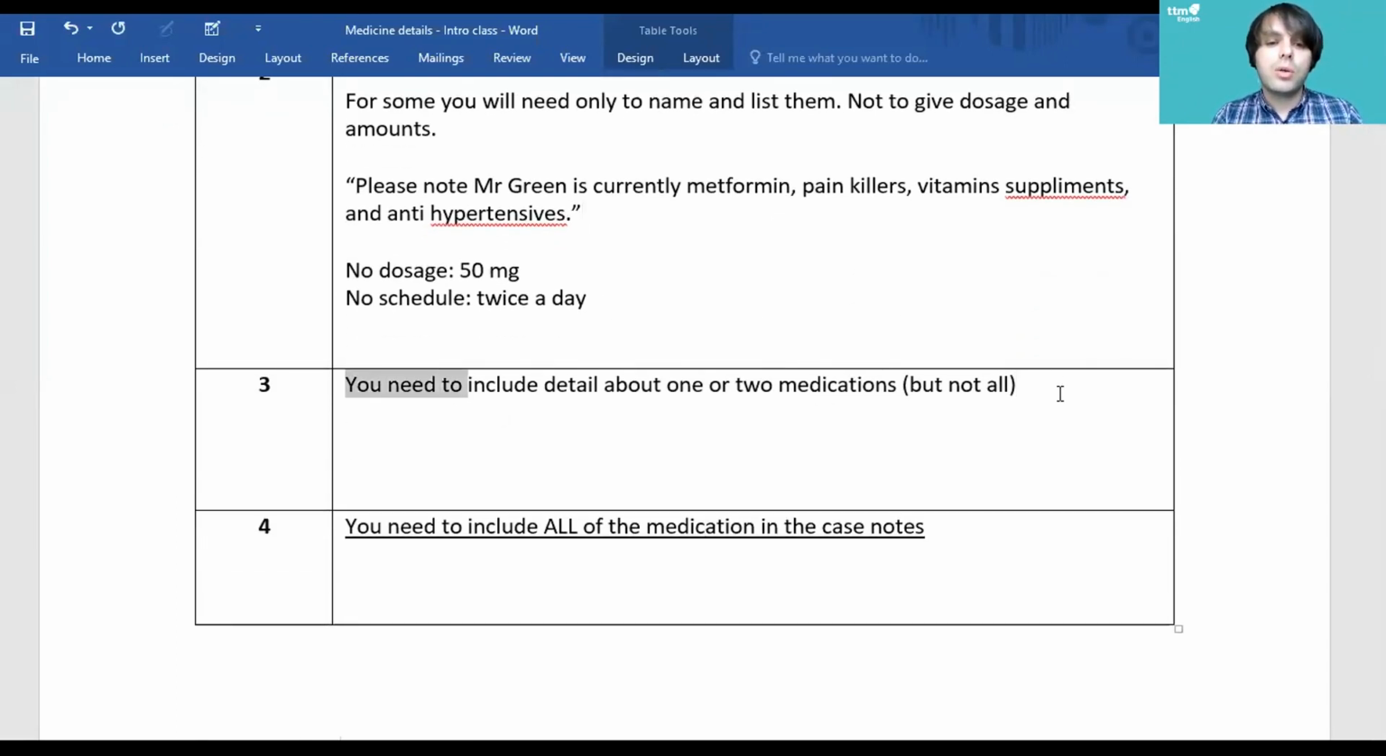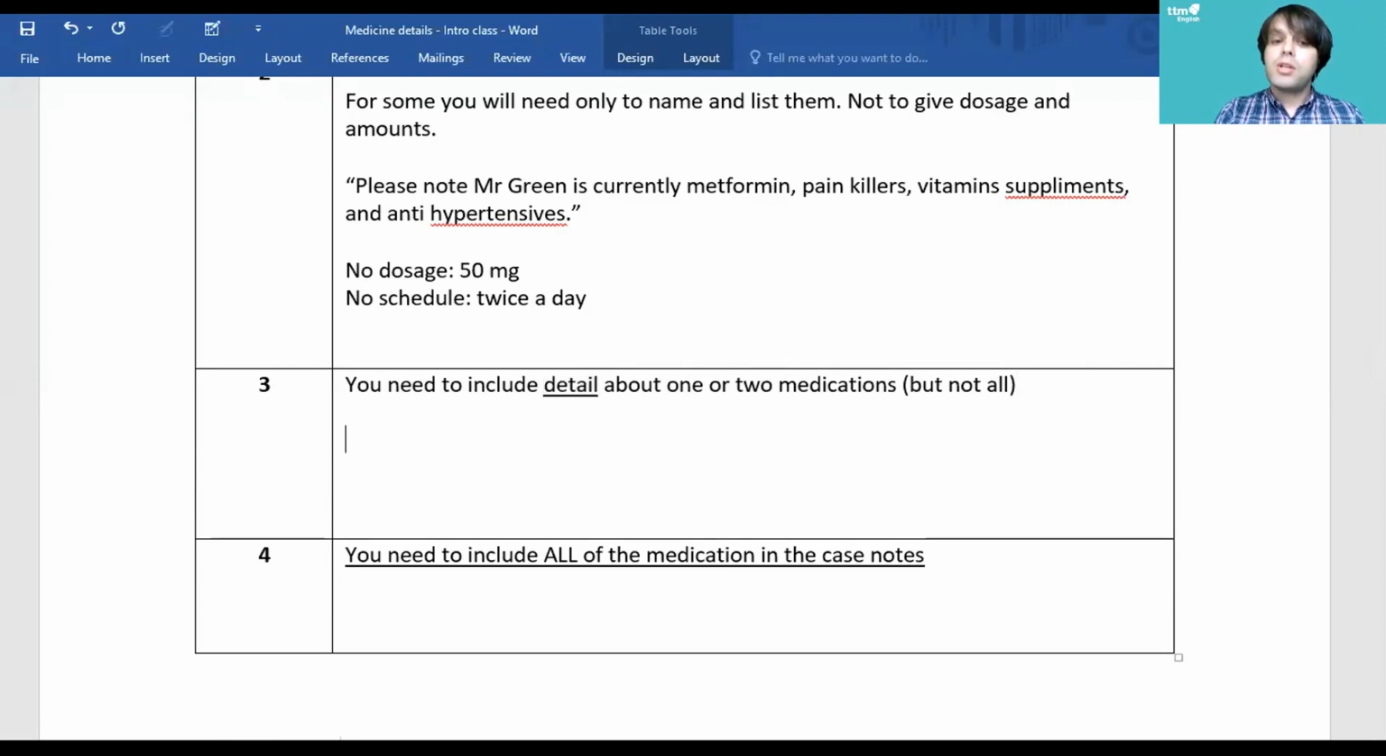But sometimes you will. Sometimes you need to include the detail. By detail, I mean dosage. Especially under request. But not all, right? So for Mr. Adam White, we only needed to give one thing, okay? So let's do an example. Imagine that you're writing to someone and you only need to give the detail about the metformin.